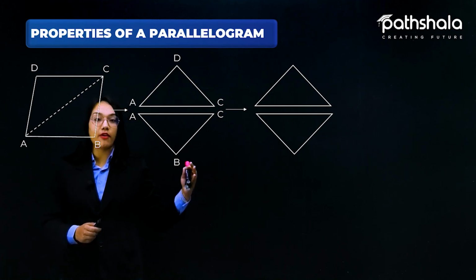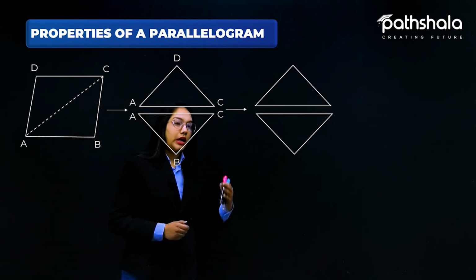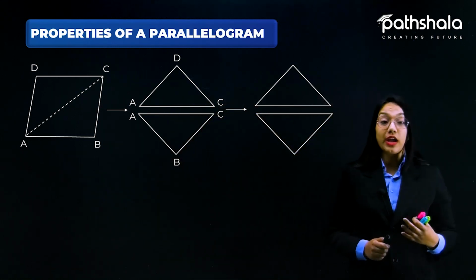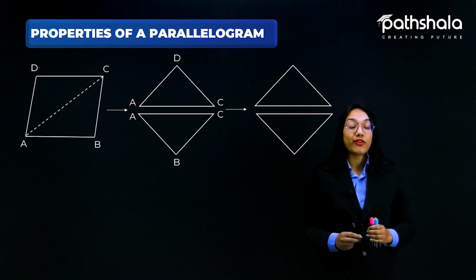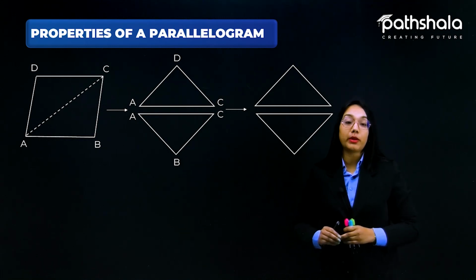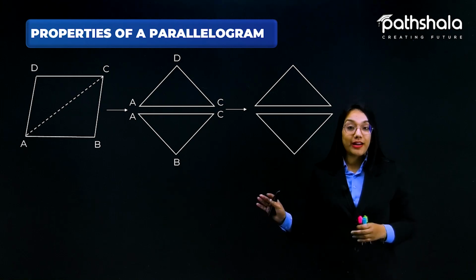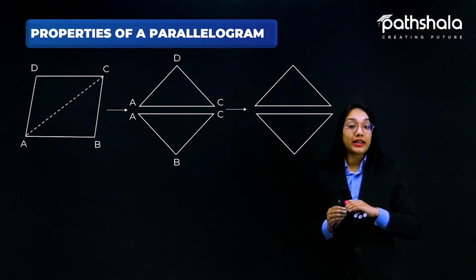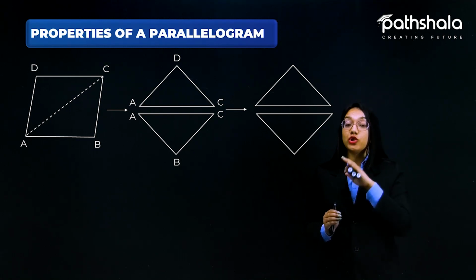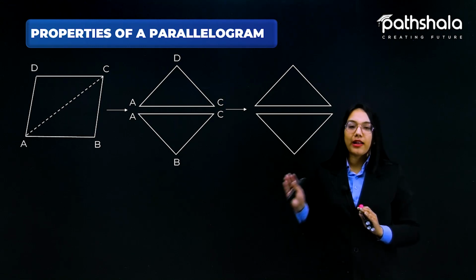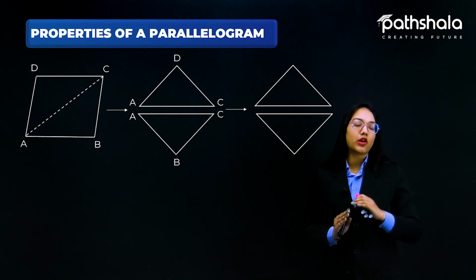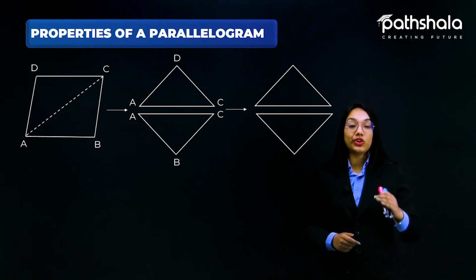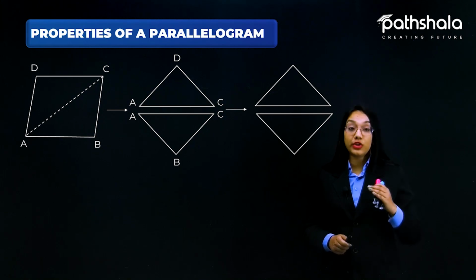So what we have obtained here is that when we cut any parallelogram, and here we are only focusing on the parallelogram, so if I'm saying quadrilateral, I'm just talking about a parallelogram. We have taken this parallelogram ABCD, and I cut it along its diagonal AC. If I cut it along the diagonal, I get these two triangles that are congruent to each other.